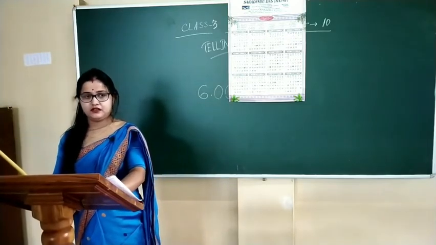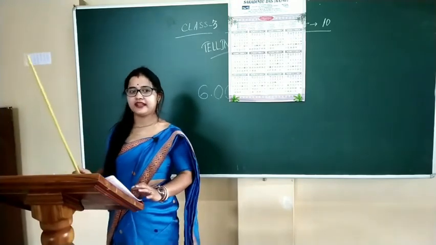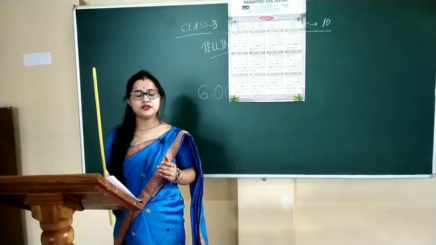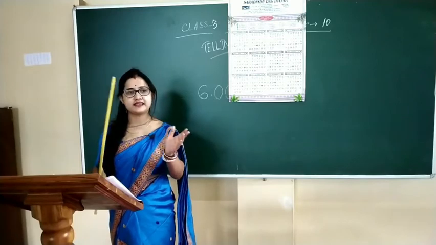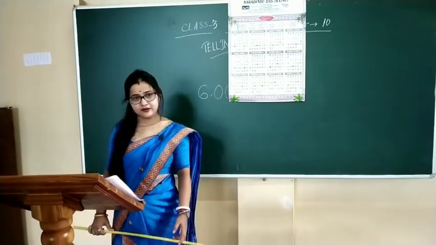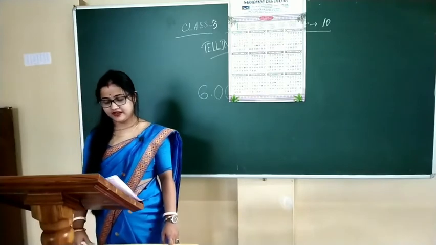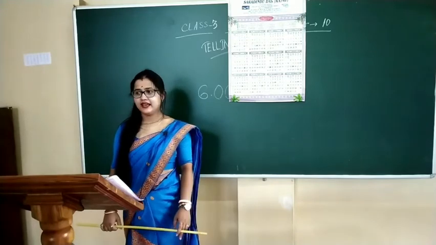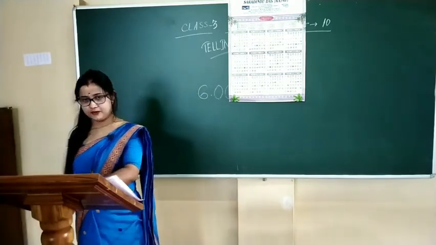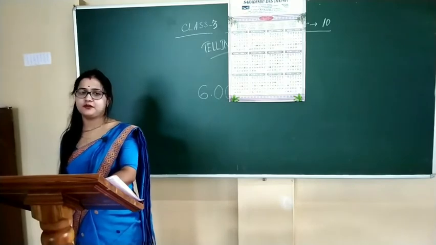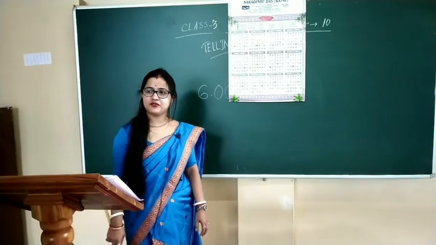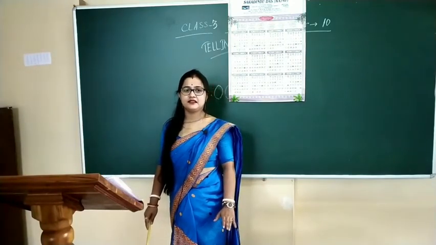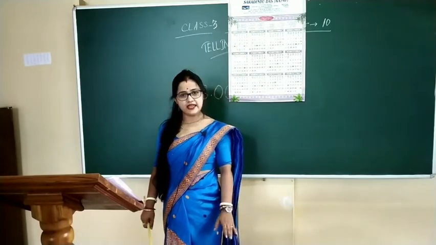Now see, months with 30 and 31 days combine and make a year. I am going to tell you which months have 31 days and which months have 30 days. January, March, May, July, August, October, December. These months have 31 days, and the months having 30 days are April, June, September, November, except February. How many days does February have? How many? 30 or 31? February has 28 days. Okay?